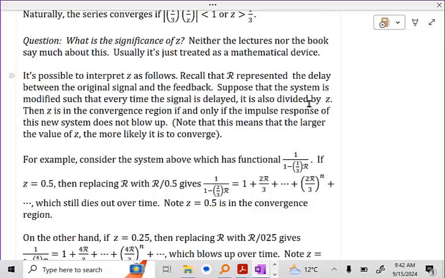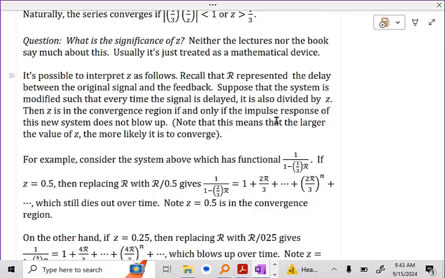Okay, so you can say that there's a suppression factor, and z is the suppression factor. Now if z is less than 1, that suppression factor is going to be an amplification factor. Suppose when the signal is delayed, it's also amplified, say by 1 over z. Then z is in the convergence region if and only if the impulse response of the new system does not blow up. In other words, if you delay and amplify and the system still doesn't blow up, then that z is in the convergent region.